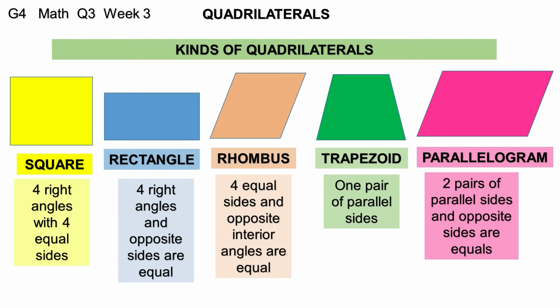And the last one, the pink one, is a parallelogram. A parallelogram has two pairs of parallel sides and opposite sides are equal. Para itong slanted na rectangle. So, may dalawang parallel sides siya. This one, and this one, at saka yung sa itaas. Yan. So, two pairs of parallel sides and opposite sides are equal. So, we call it a parallelogram. So, those are the kinds of quadrilateral.